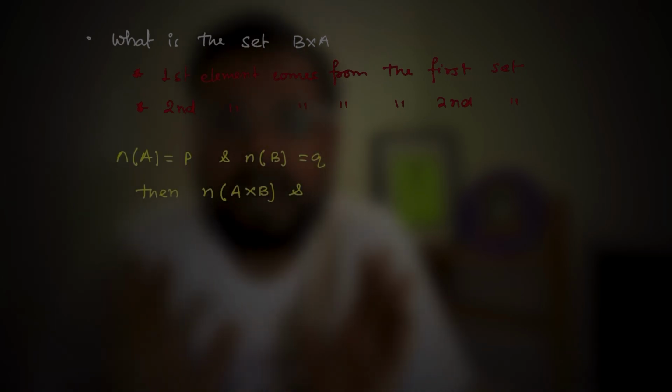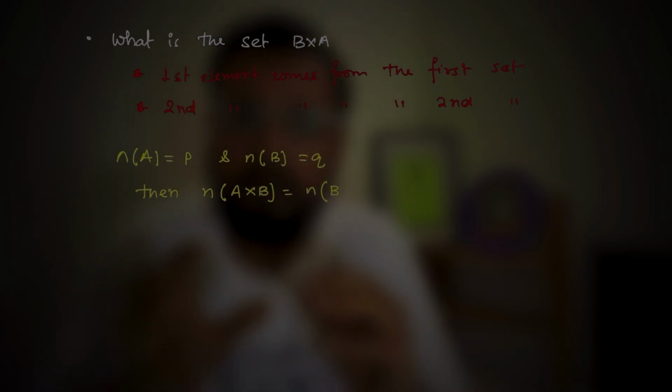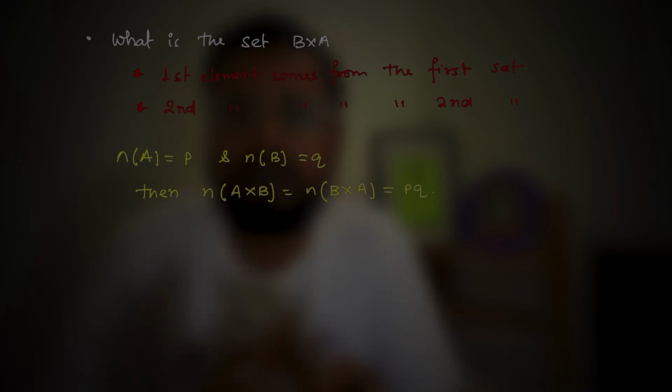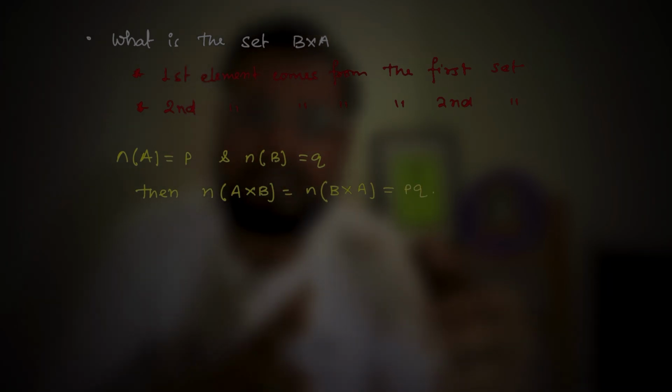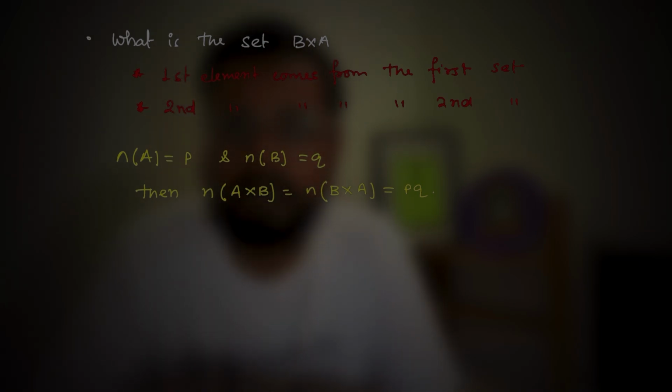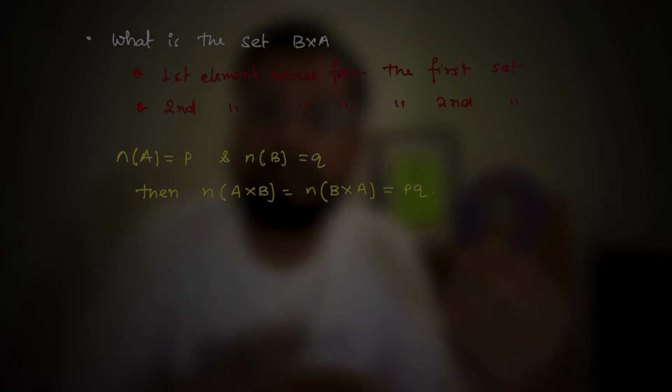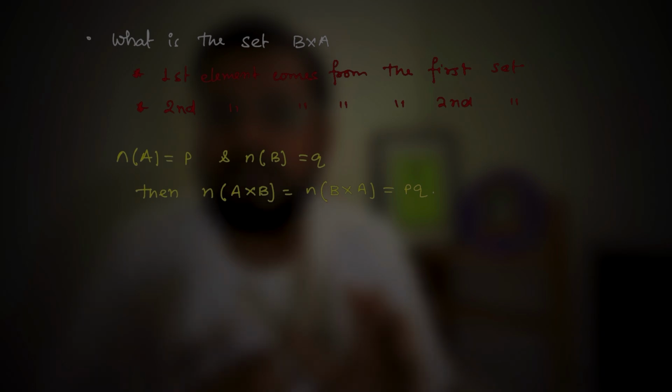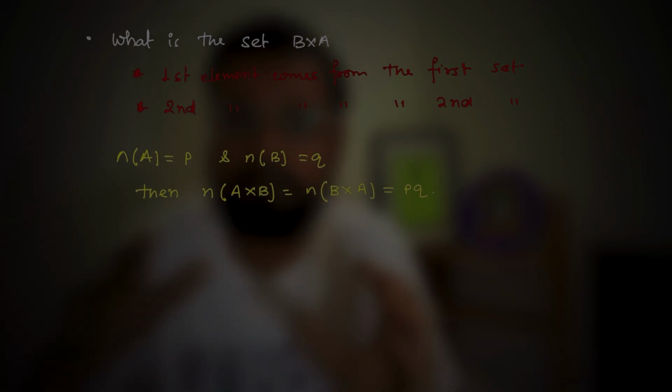So let's try to generalize the idea: how many members will there be in the set A cross B if the set A contains p elements and the set B contains q elements? As we are taking all possible combinations, for each of the p elements in A, there should be q pairs forming, taking the elements from B. So in total, there will be pq elements. That is the formula that we use to find the number of elements in A cross B.